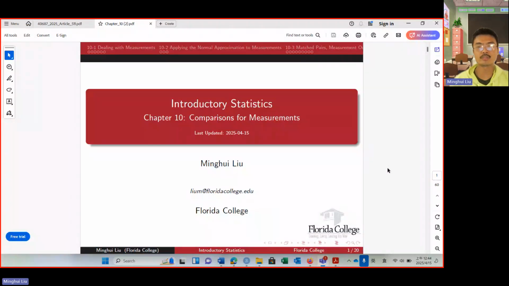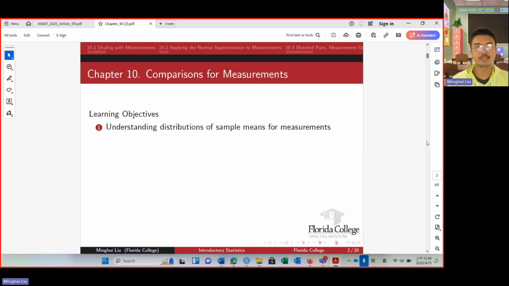Now let's start chapter 10. In chapter 10, we'll also talk about comparisons, but the difference between this chapter and chapter 9 is now we'll be comparing the measurements, or in other words, the measurements that we compare would be numbers instead of characteristics. So we're comparing numerical data instead of the categorical data.